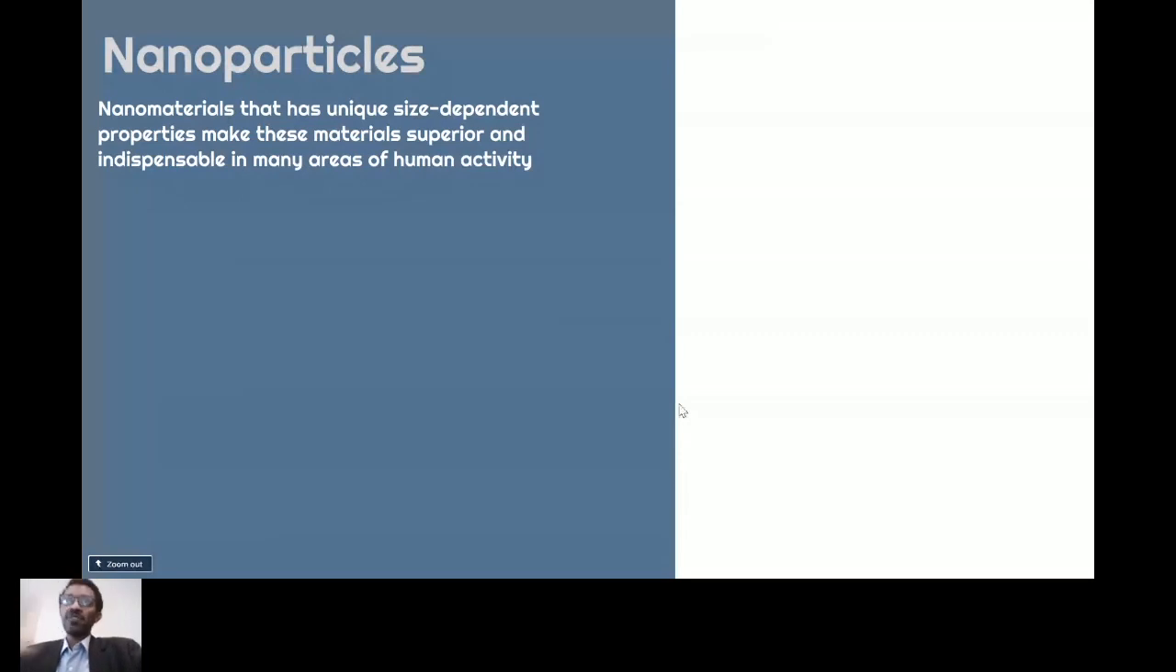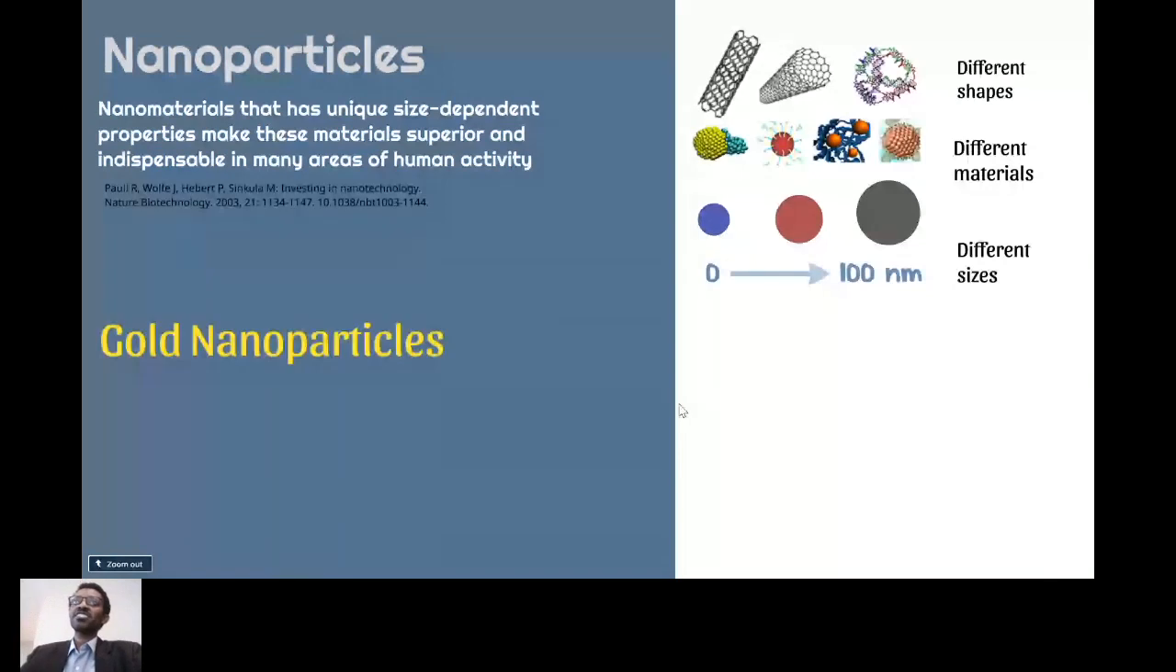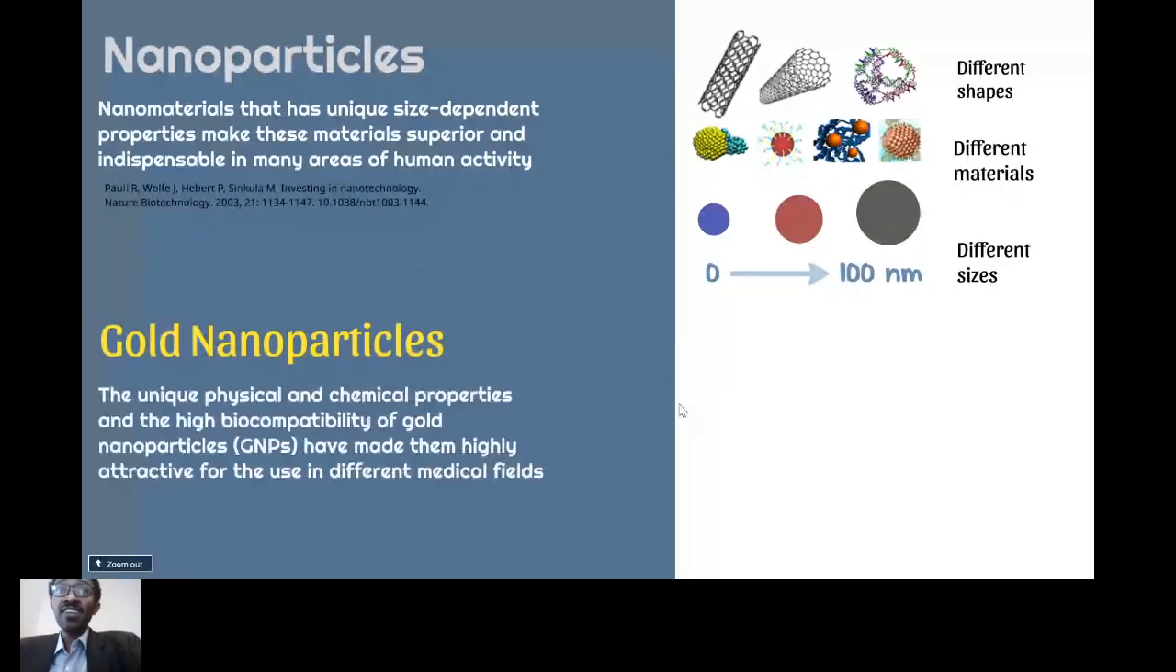According to the size, the shape, and the type of material, you can have different functions, different effects, and different cellular responses as well. Out of these, we also have gold nanoparticles. These gold nanoparticles are unique. They have unique physical and chemical properties, and they are highly biocompatible. So they are used in different fields because of these features and biocompatibility.